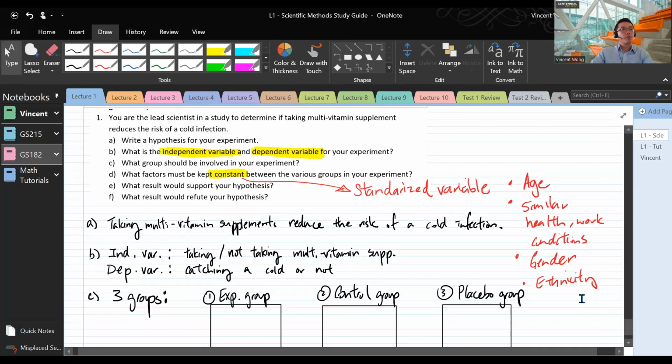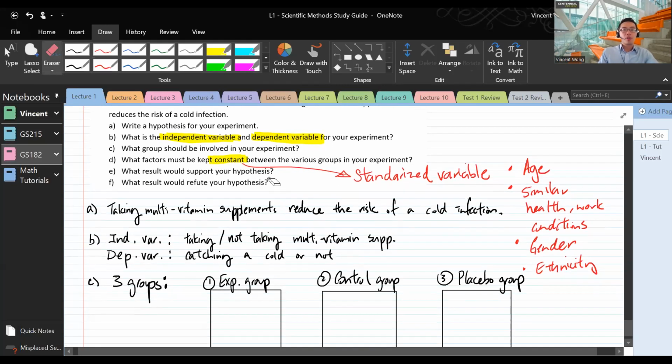Any questions before we move on? Yeah, time, right? You want to start and end the experiment at the same time, like within a month's time or something like that. Okay, and these are all the kind of things that they had to consider when they tested the efficacy of various COVID vaccines, for example.